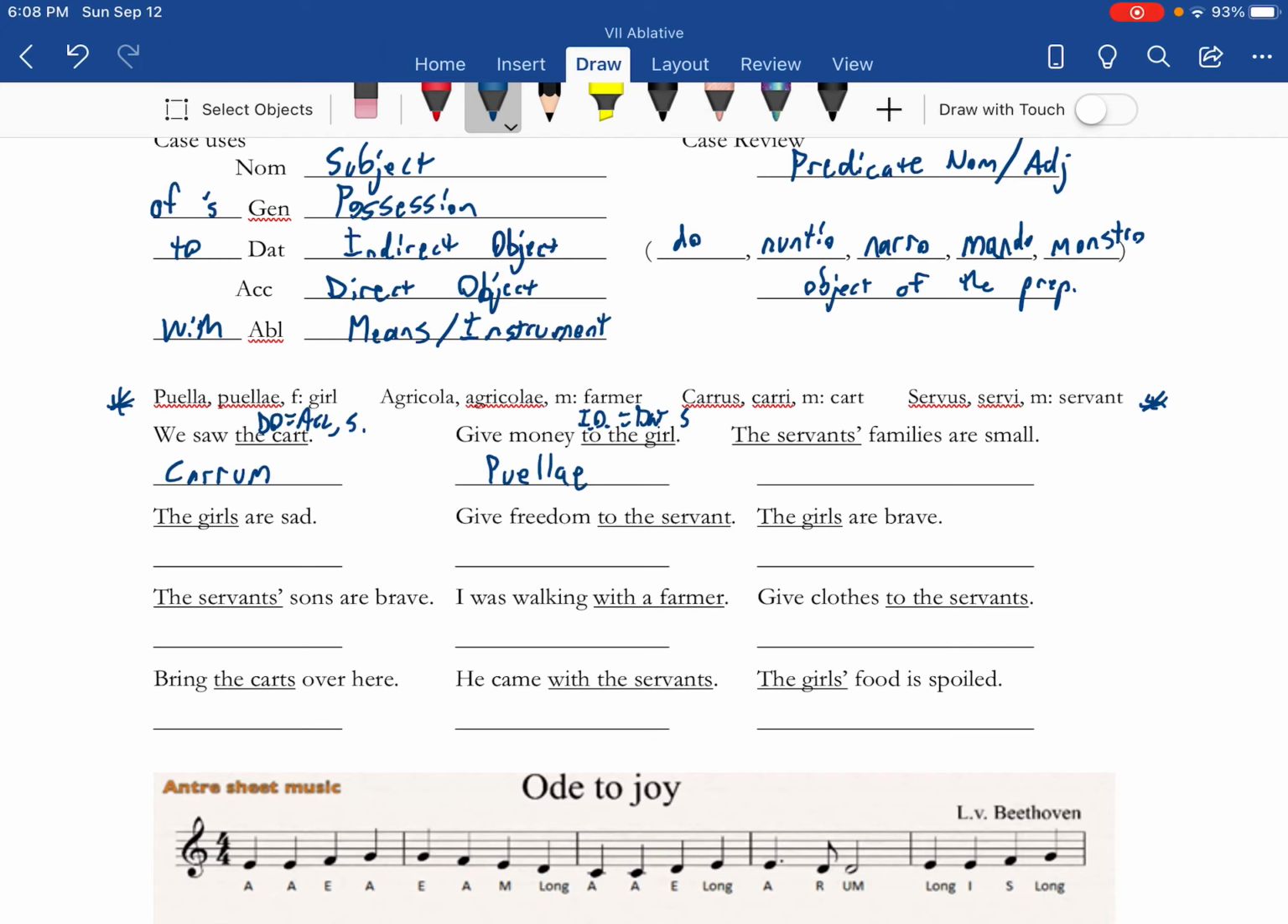The servants' families are small. Boom, genitive, possession. So I got my word for servant there. I gotta drop that ending. All right, look for my genitive, and because the apostrophe is to the right, that's going to be plural. So genitive plural, O-R-U-M.